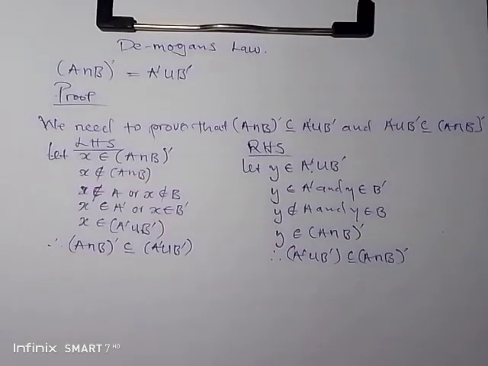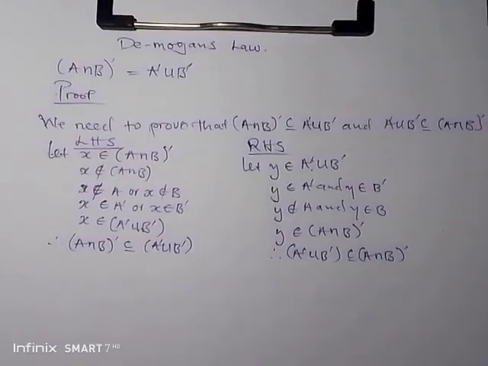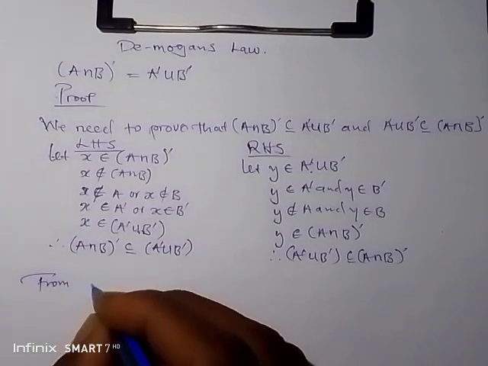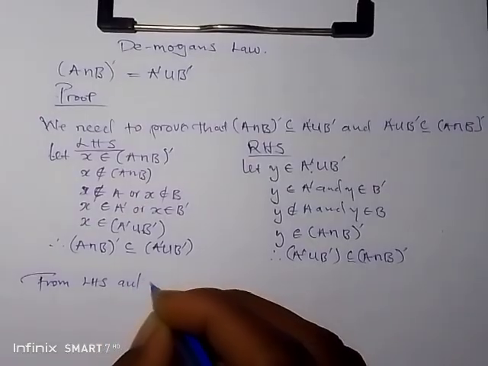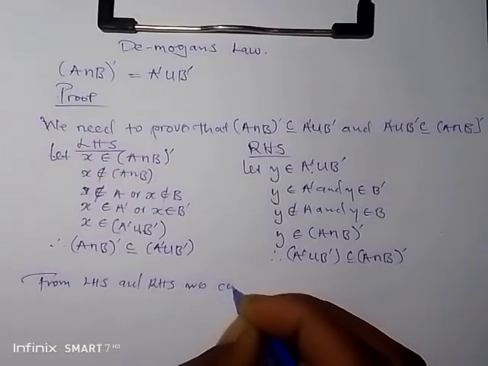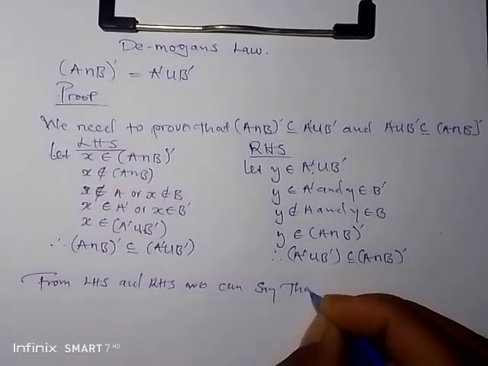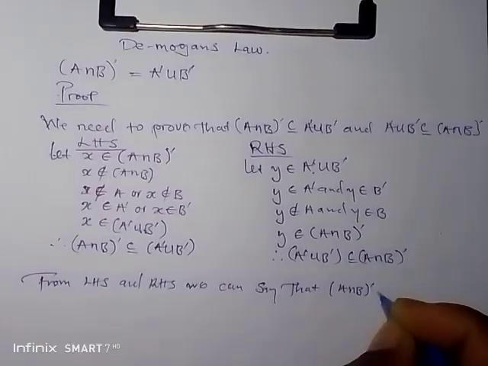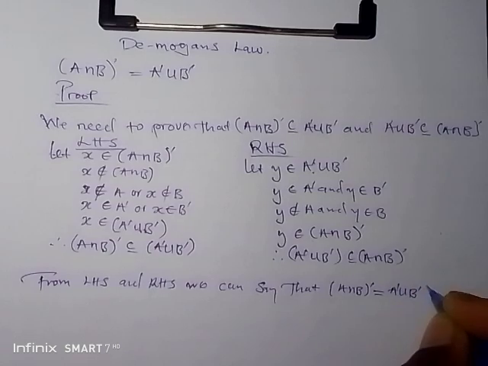Then now at the end, we have proved, but we need to make a statement at the end. We are going to say, from the left hand side and the right hand side, we can see that (A intersection B) complement is equal to A complement union B complement.